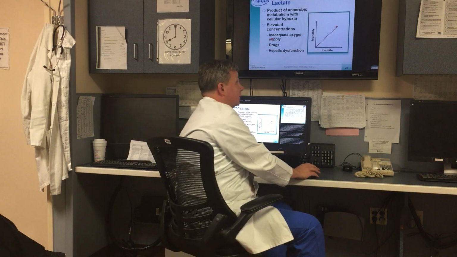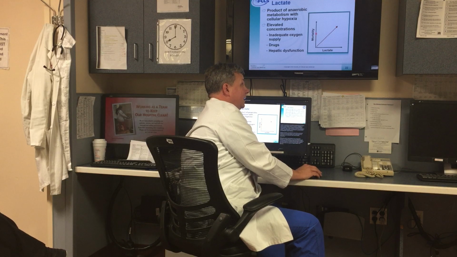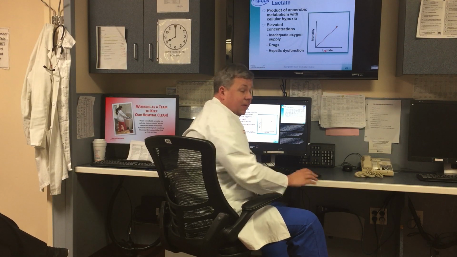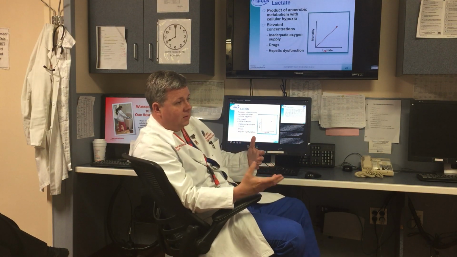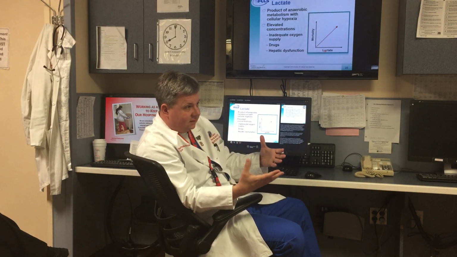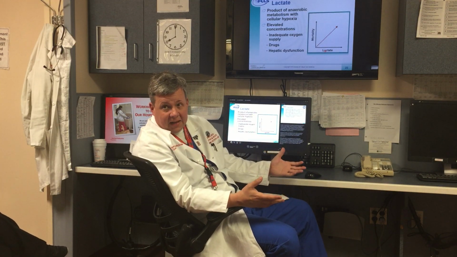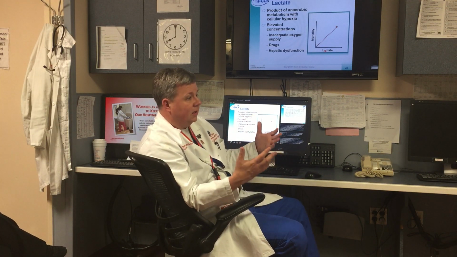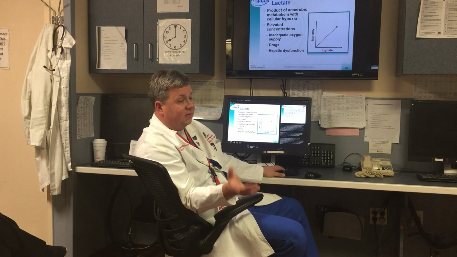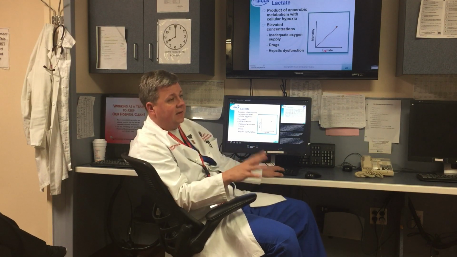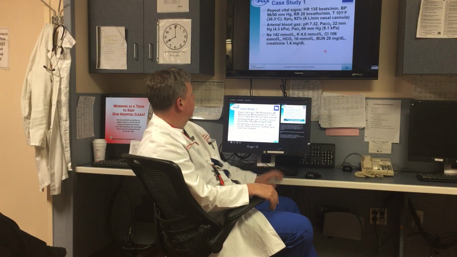And as this graph clearly shows, mortality goes up as lactate goes up. And that makes sense. The more anaerobic metabolism you're engaging in, the less effective you are at supplying enough oxygen. And when cells don't get enough oxygen, eventually the cells die. And if enough cells die, then tissues die. And if tissues die, then organs die. And if organs die, then people die.